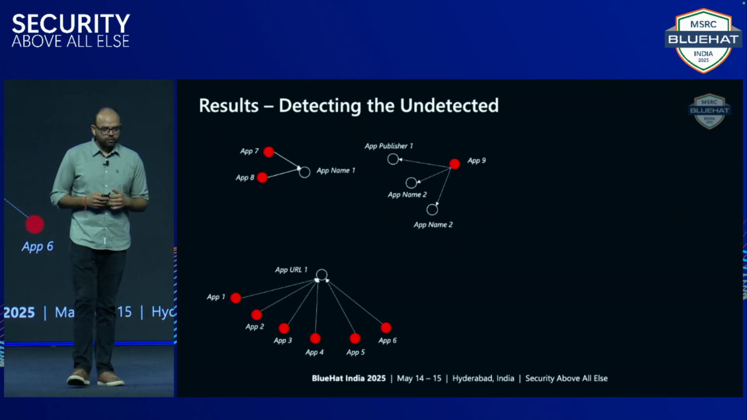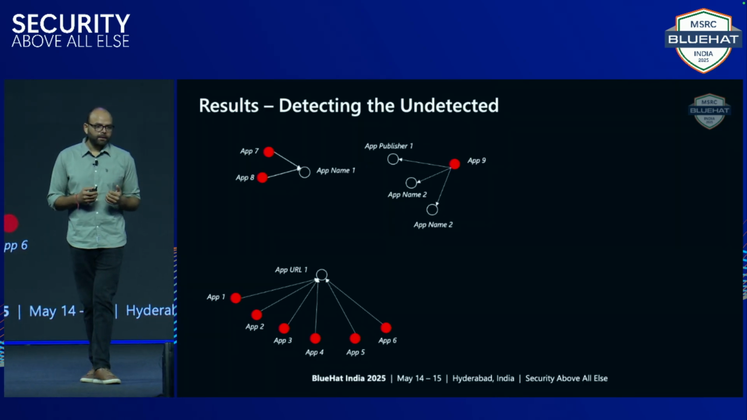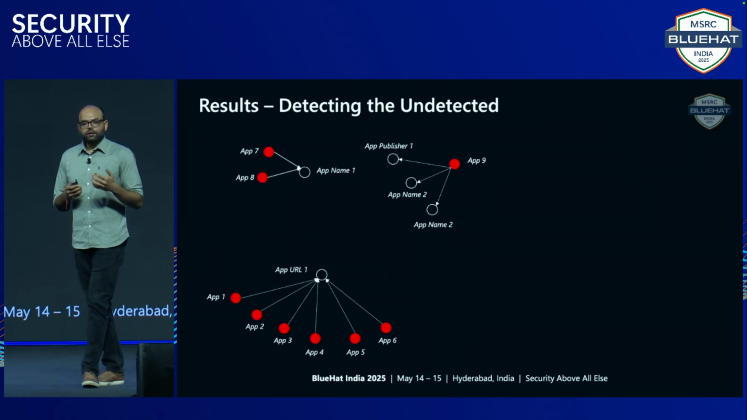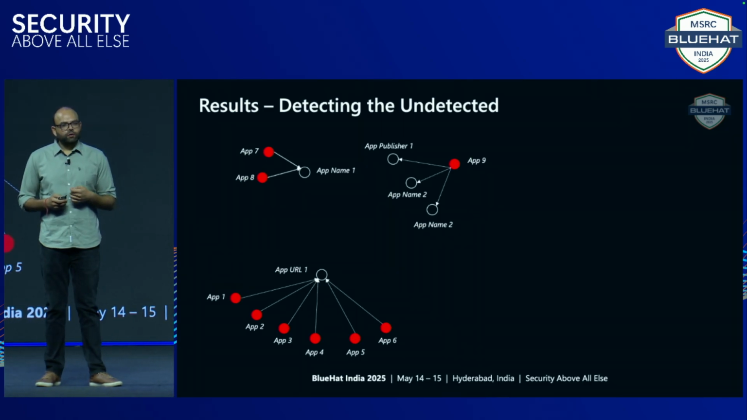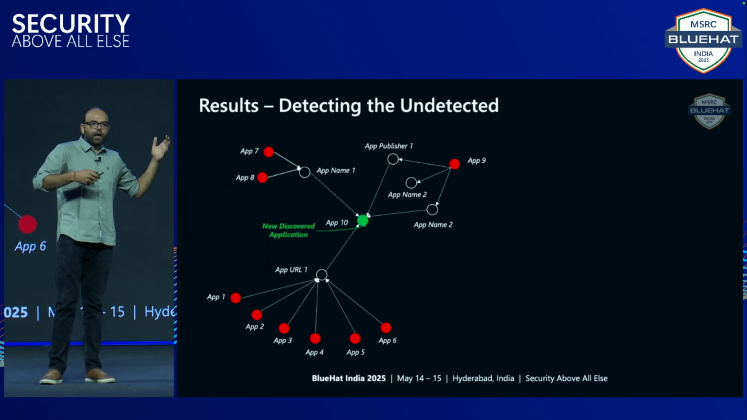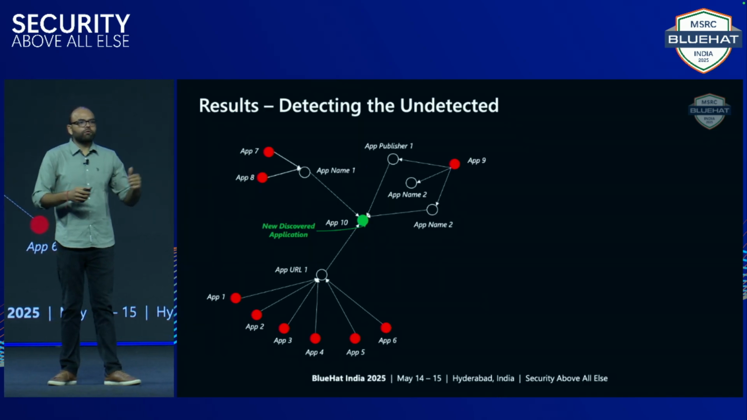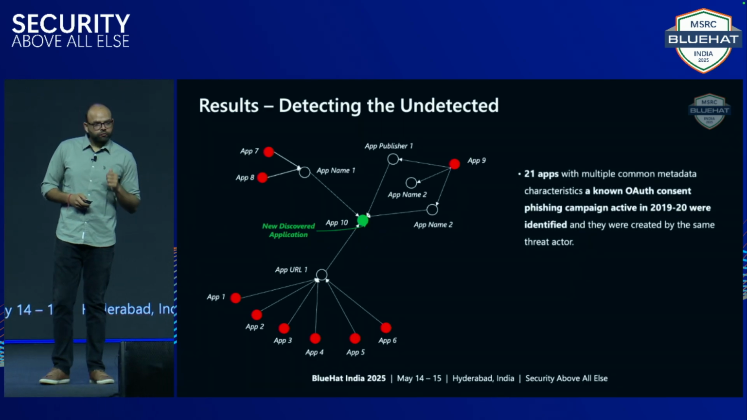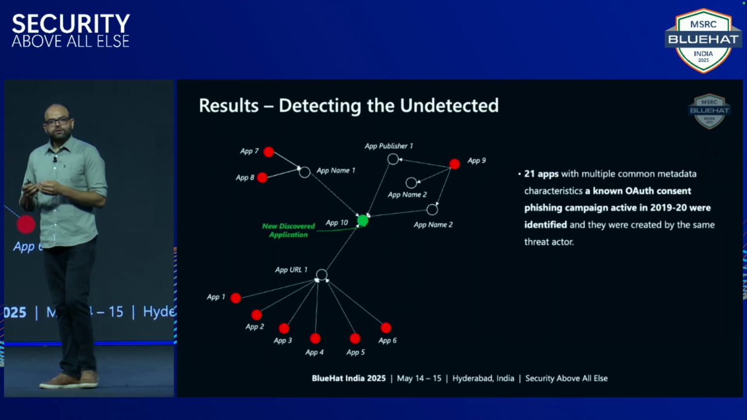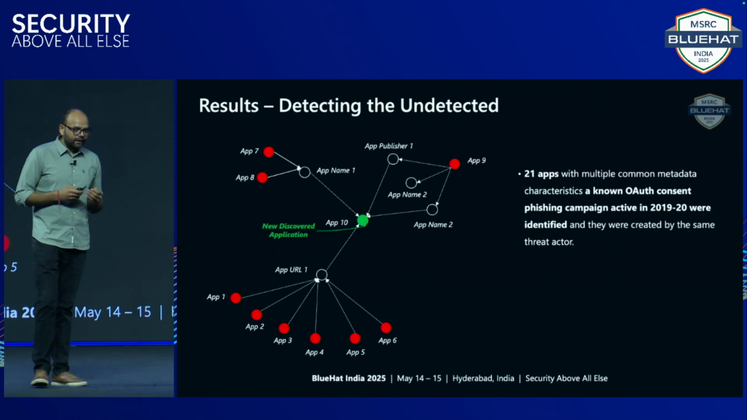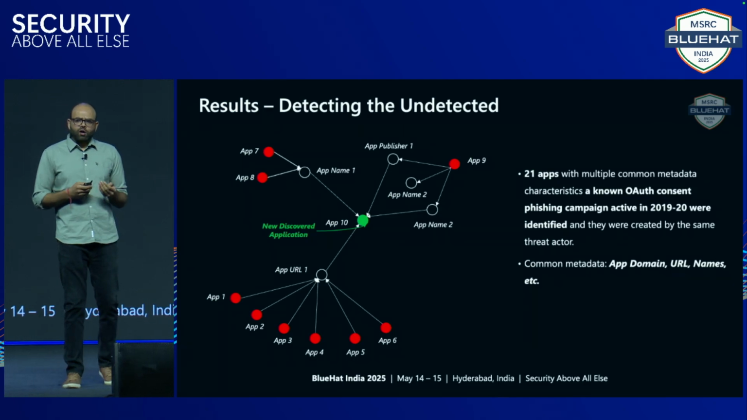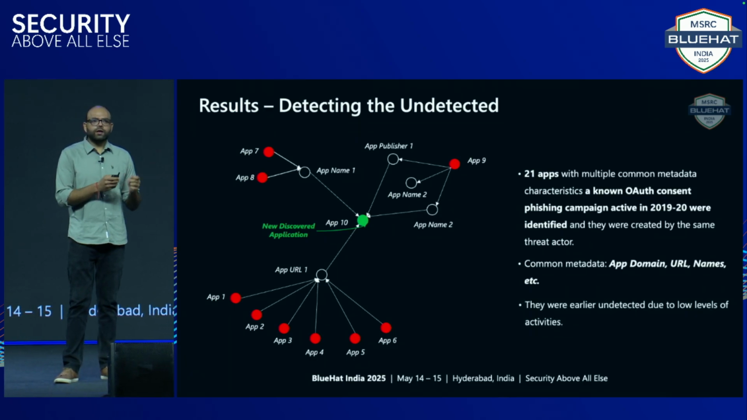This is the structure we get from a known malicious campaign which contains malicious OAuth applications, where you have multiple malicious apps and they have their own metadata. Once we expand the graph and apply the risk propagation, we can identify new applications which were undetected earlier, but did share some of the metadata with the known malicious ones. By applying graph-based risk propagation, we were able to identify 21 additional applications. Upon investigation, we confirmed that these were created by the same threat actor. The common metadata we observed were application domains, URLs, or the names of those apps. All of these applications remained undetected earlier because of their low levels of activity.